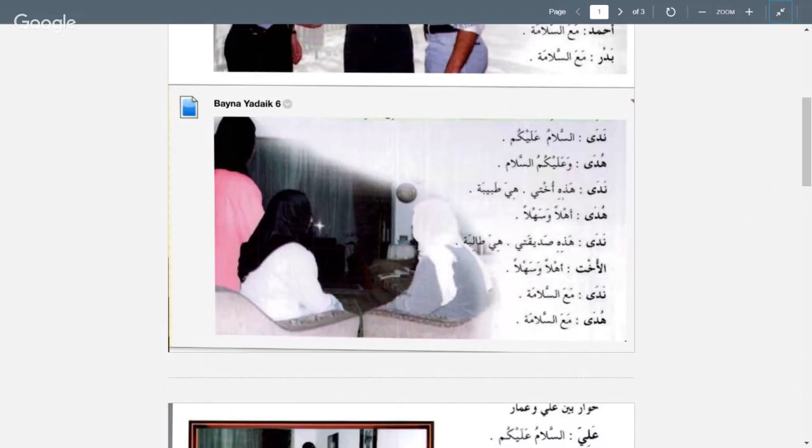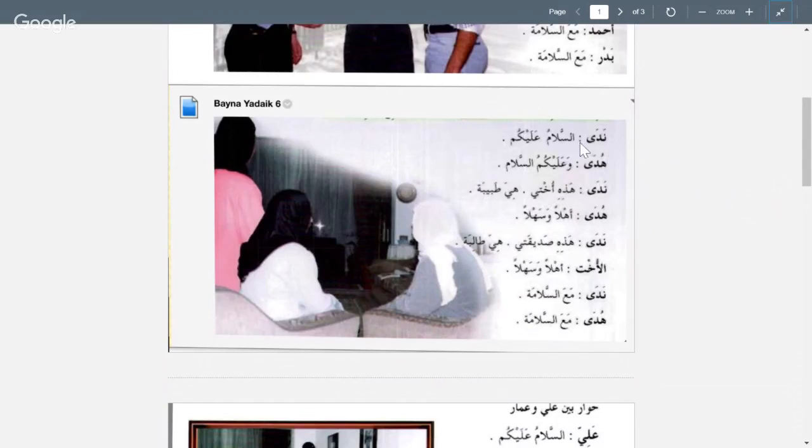Assalamu alaikum. Wa alaikum assalam. هذه أختي. هي طبيبة. أهلا وسهلا. هذه صديقتي. هي طالبة. أهلا وسهلا. مع السلامة. مع السلامة. Okay, listen again. Assalamu alaikum. Wa alaikum assalam. هذه أختي. هي طبيبة. أهلا وسهلا. هذه صديقتي. هي طالبة. أهلا وسهلا. مع السلامة.